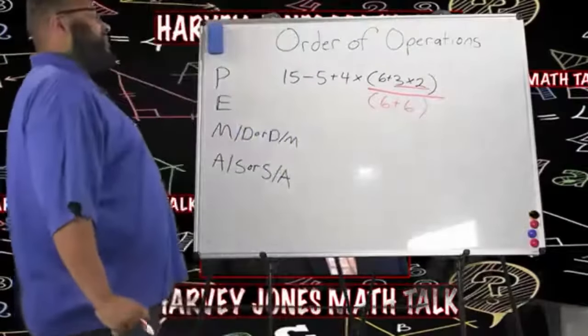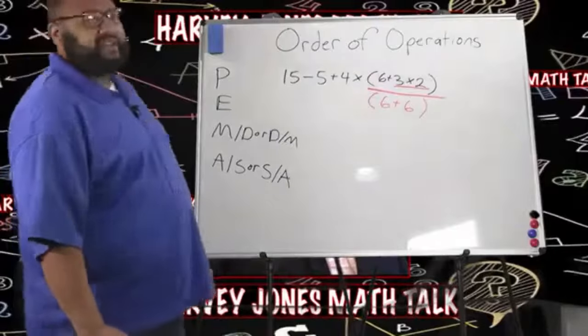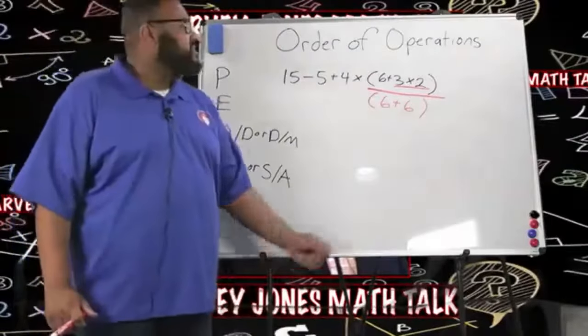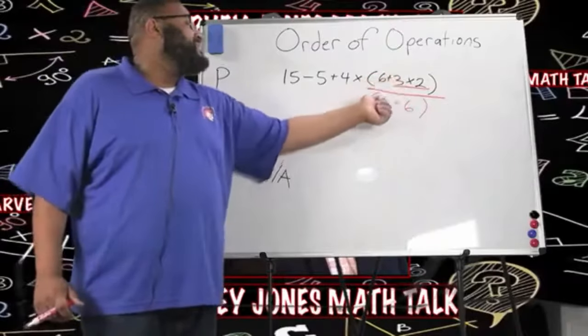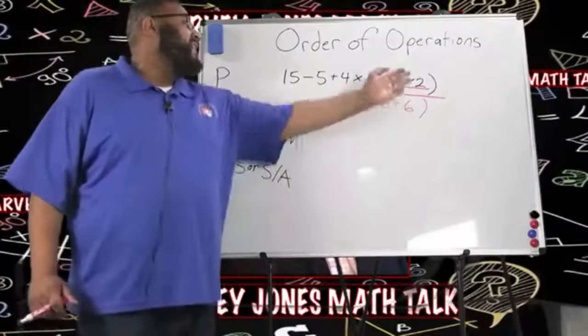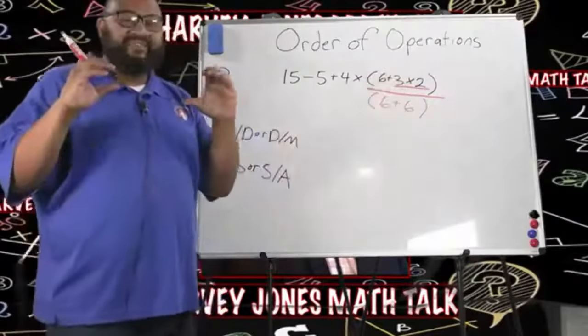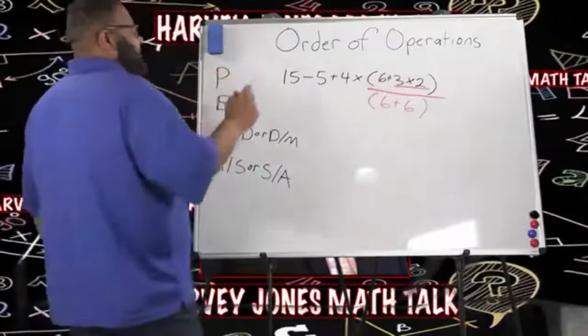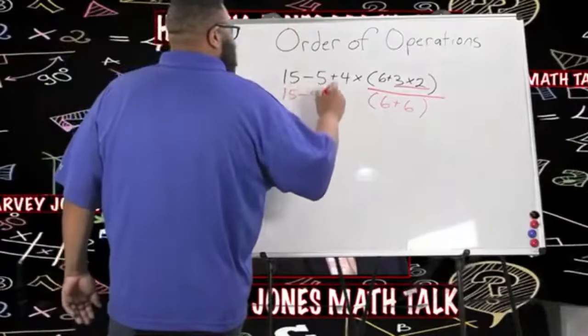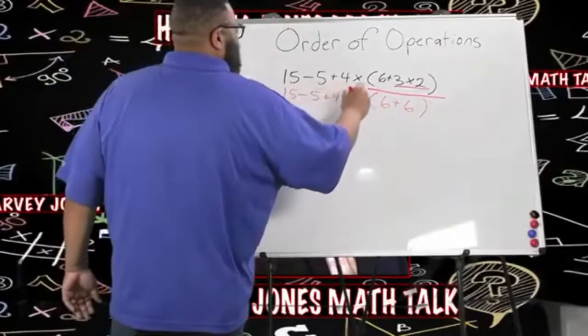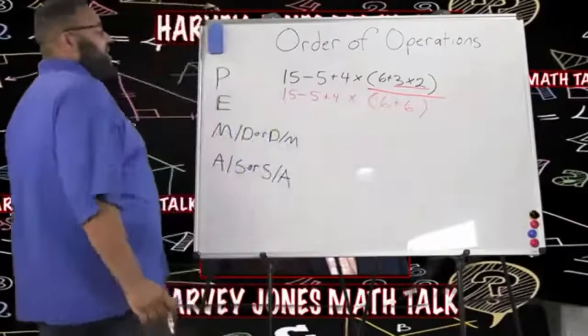What? Miss Jones, whoa, what'd you just do? I just did the orders of operations. 6 plus 3 times 2, 6 plus 6. And I got rid of this right here. I still have my parentheses right here. I want to bring this down. 15 minus 5 plus 4 multiplied by that.